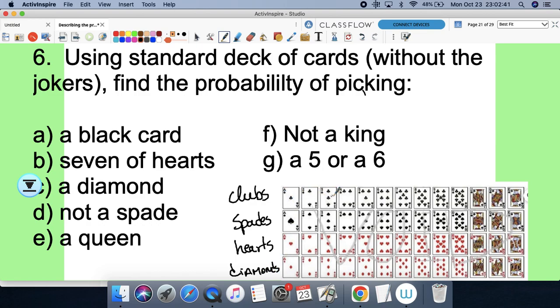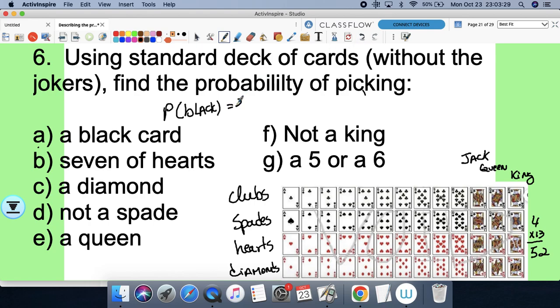Right? So ace, 2, 3, 4, 5, 6, 7, 8, 9, 10, jack, queen, and then king. Okay? So think about it. What's the probability that you can pick a black card? Well, there's 4 suits with 13 cards each. So 4 times 13, there's a total of 52 cards in here. So the probability, the first one, letter A, P of black. There's black cards and red cards. So black cards, there's 26 out of 52, or 1 over 2.